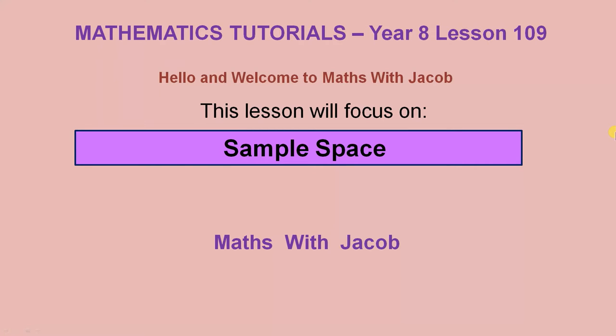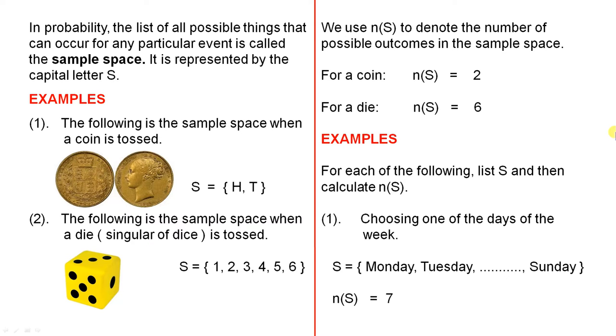This lesson will focus on sample space. In probability, the list of all possible things that can occur for any particular event is called the sample space. It is represented by the capital letter S. For example, the following is the sample space when a coin is tossed.